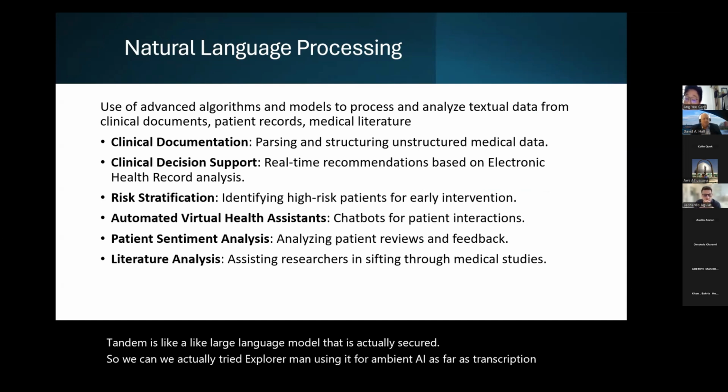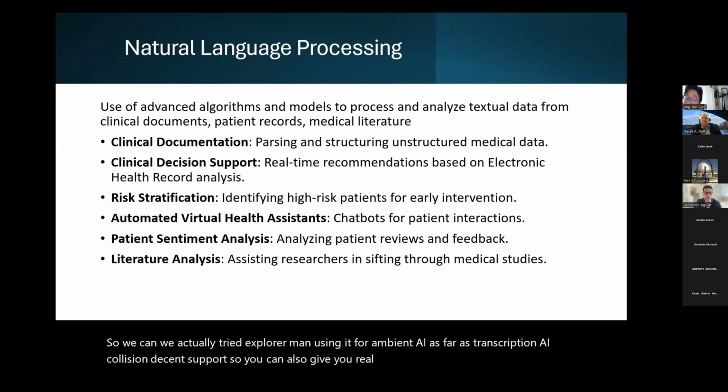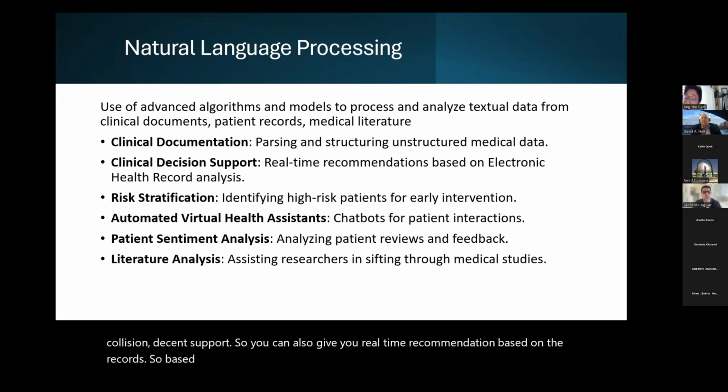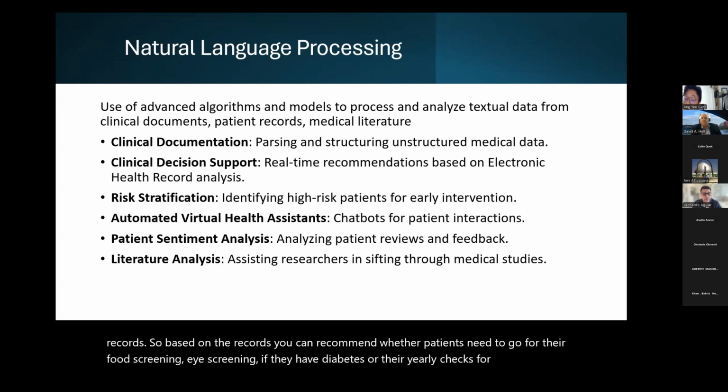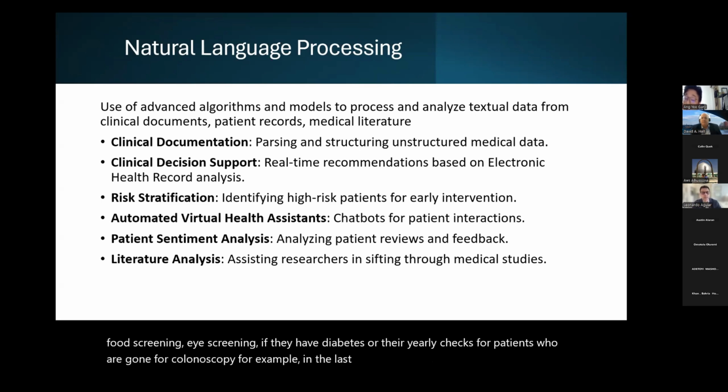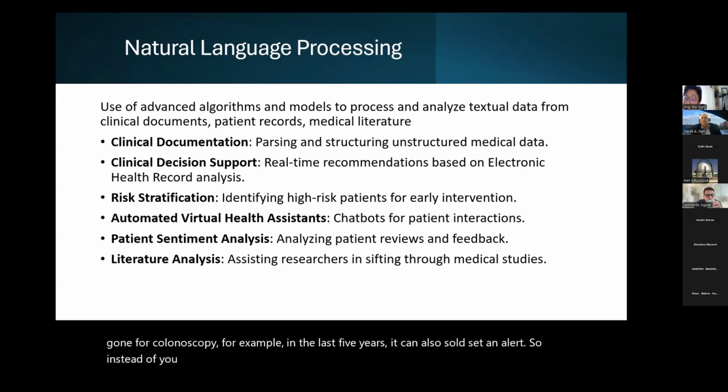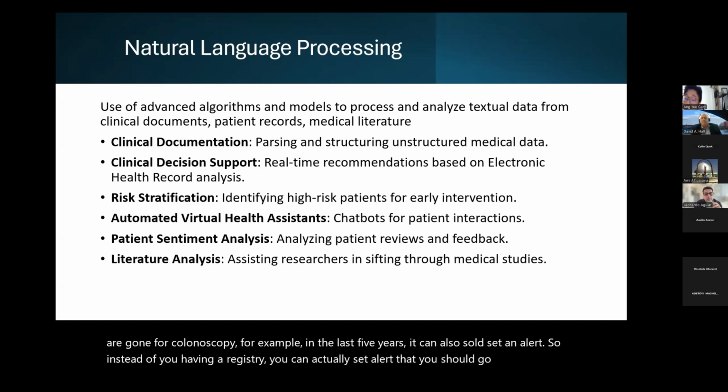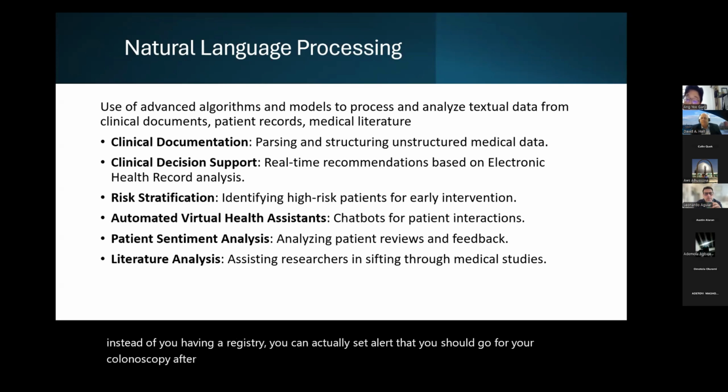Clinician decision support: it can also give you real-time recommendations based on the records. Based on the records, it can recommend whether patients need to go for their foot screening, eye screening if they have diabetes, or their yearly checks. For patients who have gone for colonoscopy in the last 5 years, for example, it can send an alert. So instead of you having a registry, it can send an alert that you should go for your colonoscopy after 5 years. Risk stratification.